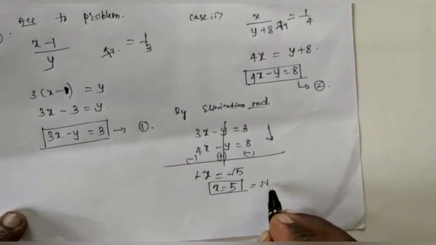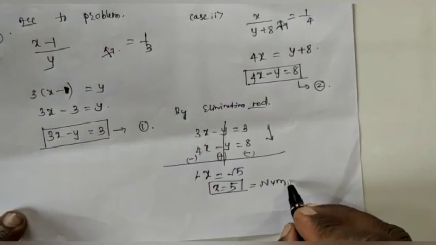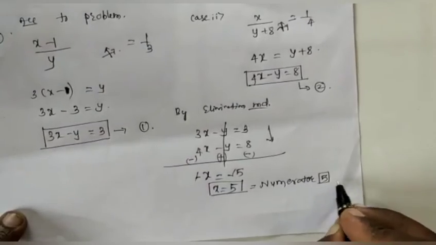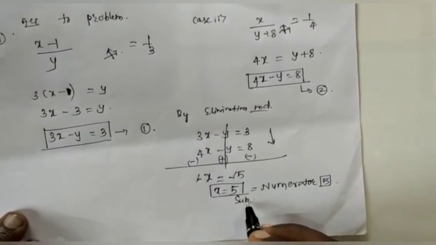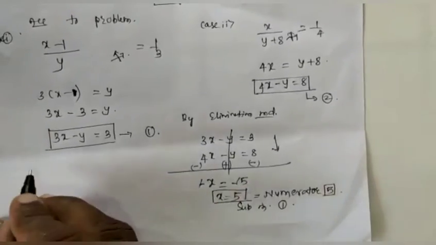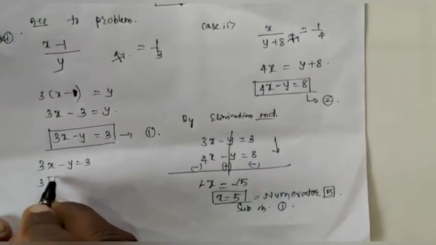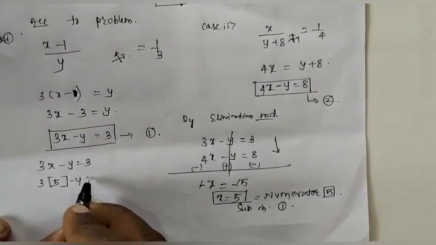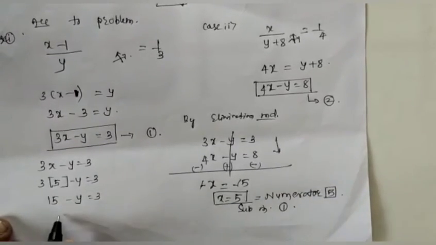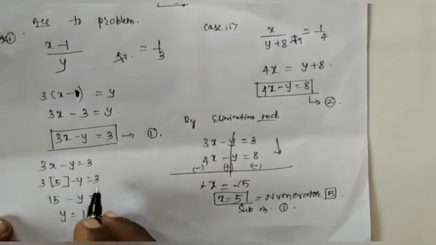That is the numerator, because we took the numerator as x. The numerator is 5. Now substitute in equation number 1: 3x minus y equals 3. Where x is 5, 3 times 5 is 15, so 15 minus y equals 3. By transposing, y equals 15 minus 3.